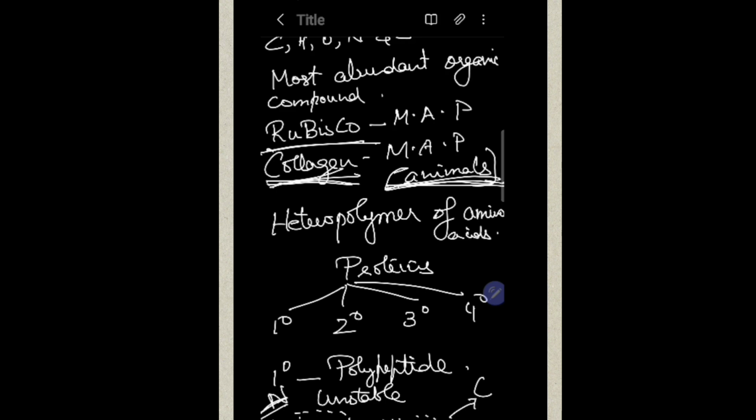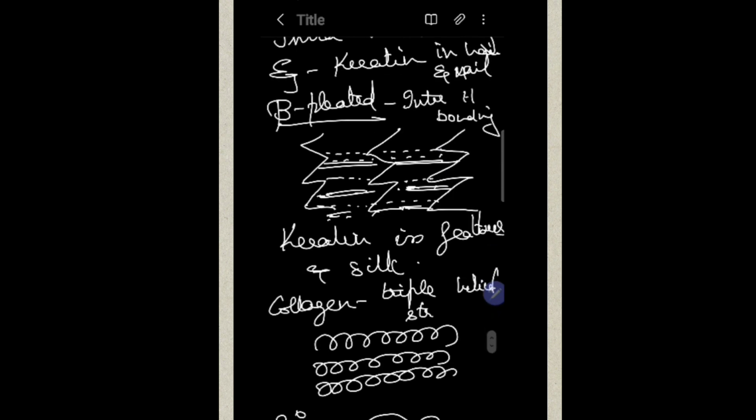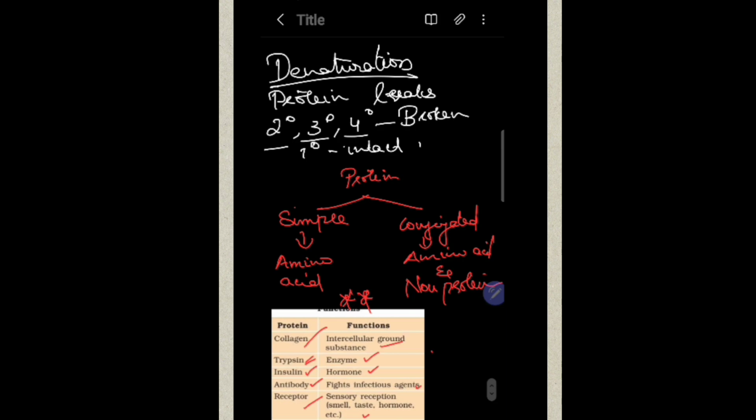It is made up of more than one type of amino acid. Now proteins: primary, secondary, tertiary, quaternary. Primary you know, secondary also I told you, tertiary and this one. And proteins are of two types, simple and conjugated. Simple means made up of only amino acids. Conjugated means amino acids plus some non-protein substances also.